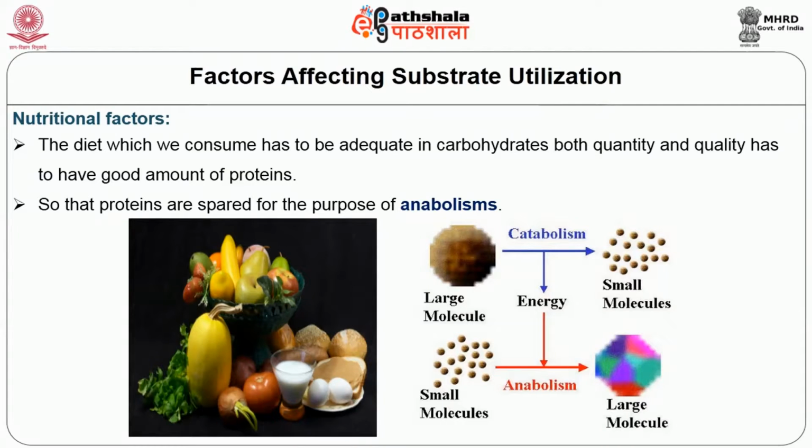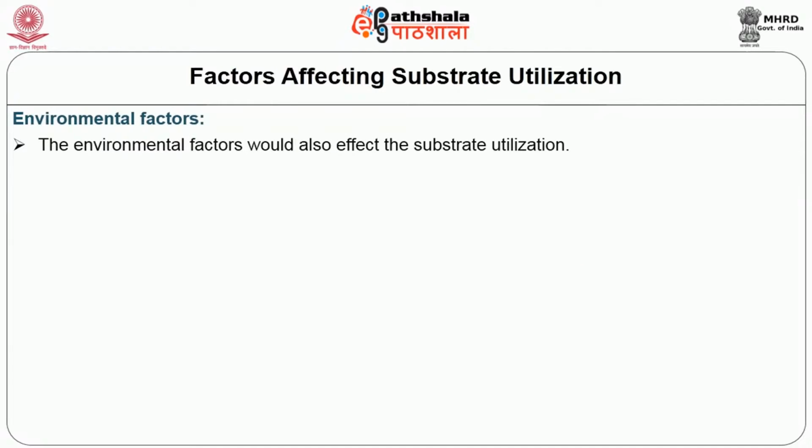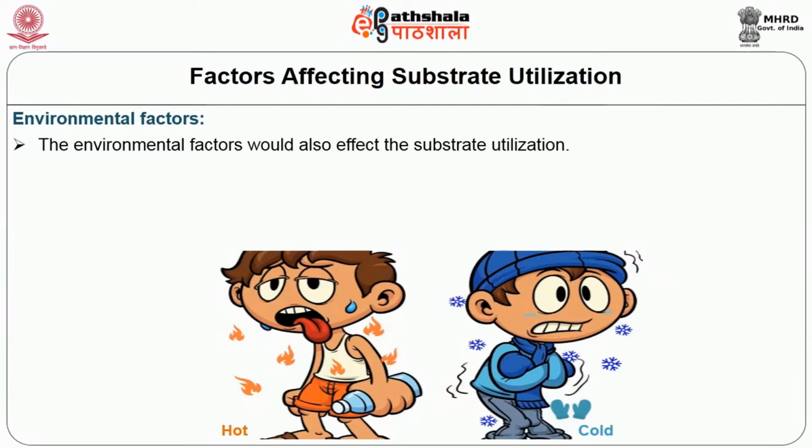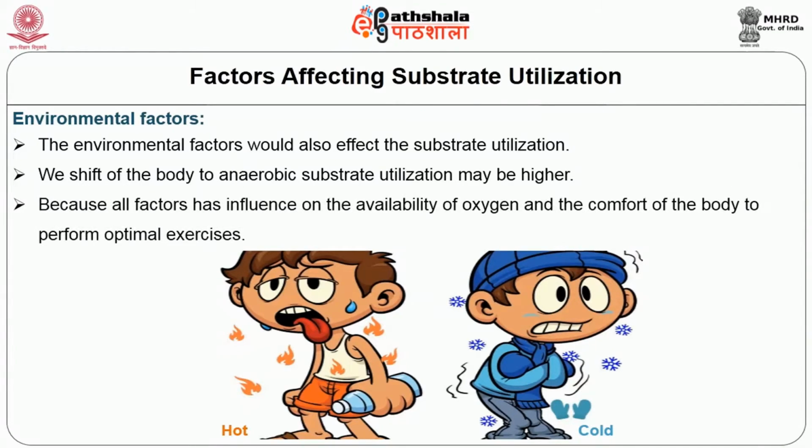Again, what is important is that the quantity and quality of fat has to be kept in mind. The environmental factors would also affect the substrate utilization. If we work in hot environments or cold environments or humid environments, again the shift of the body to anaerobic substrate utilization may be higher, because all these factors can have an influence on the availability of oxygen and the comfort of the body to perform the optimal exercise.